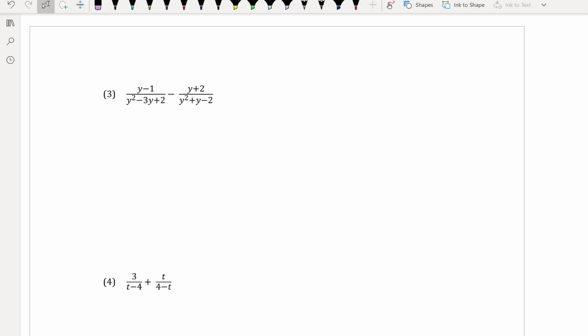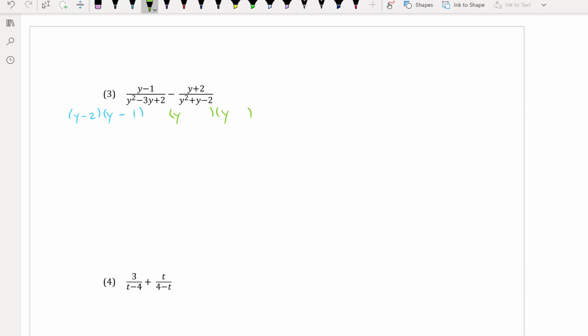Okay, so for number 3, again, we have to factor the denominator in order to find the LCD. So I'm going to factor the denominator of my first fraction. If I have 2, that's 2 times 1, and if I want the middle to be negative 3, they would both have to be negative. Again, it all comes down to, do you feel comfortable factoring?